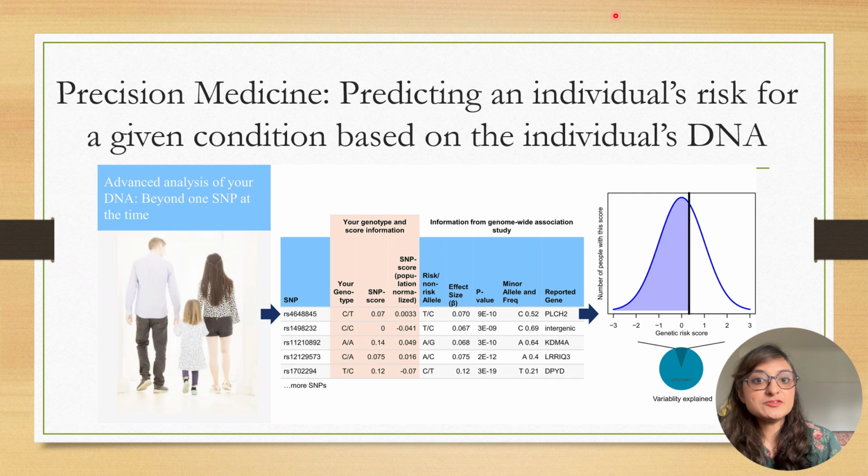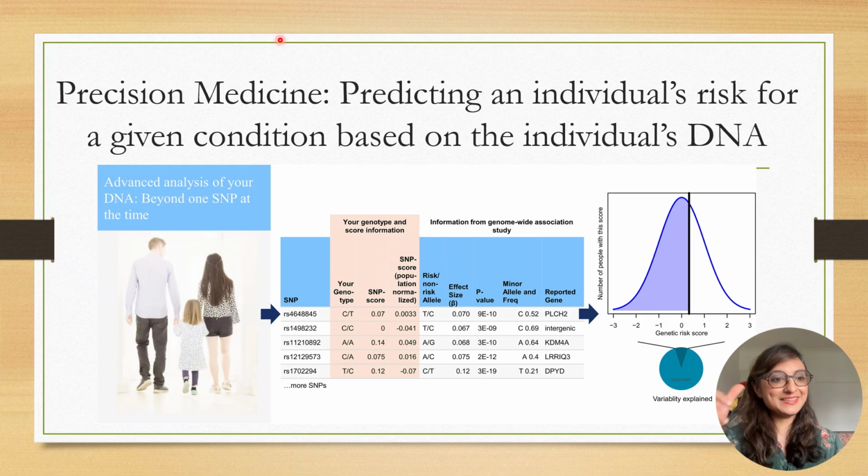So, we take these results from large genetic studies, GWAS, and each genetic variant gets a small weight based on how much it influences a trait, and they are added up across thousands of variants to give an overall score. So, a polygenic score is not one gene equals one disease. Instead, it's many small effects added together. So it's advanced analysis of our DNA beyond one SNP at a time.